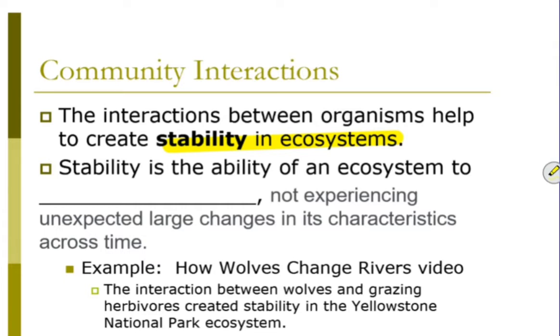It's able to endure. Stability is the ability of an ecosystem to endure, meaning it can withstand small changes. It's not changing over time. It's not being harmed over time. Stability and health are kind of the same thing. They're related. If an ecosystem is stable, it tends to be really healthy.